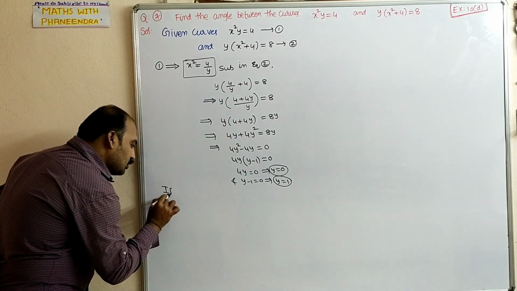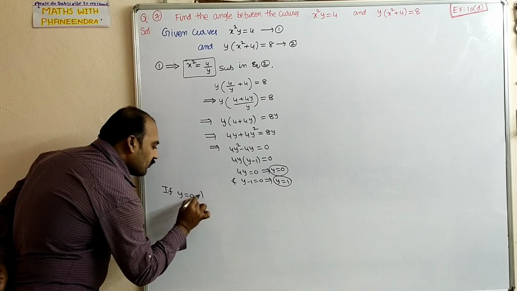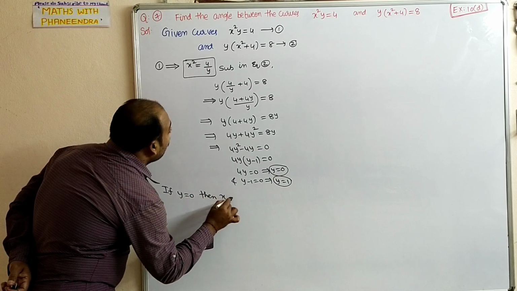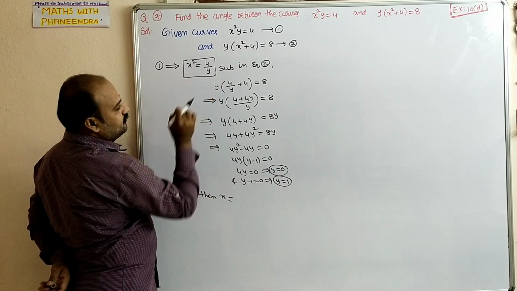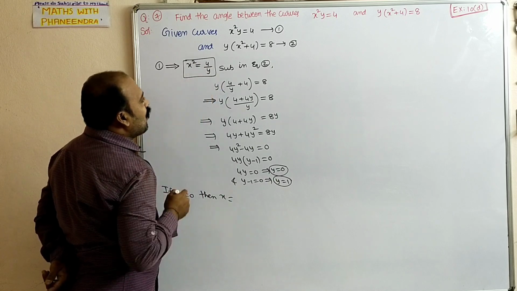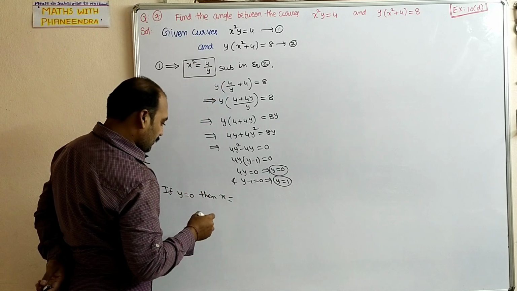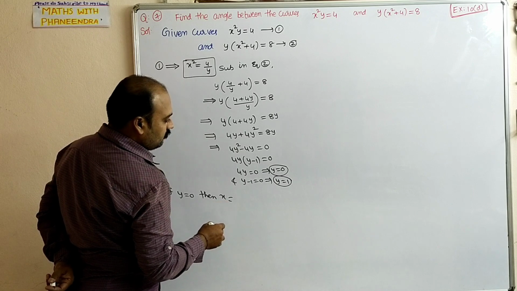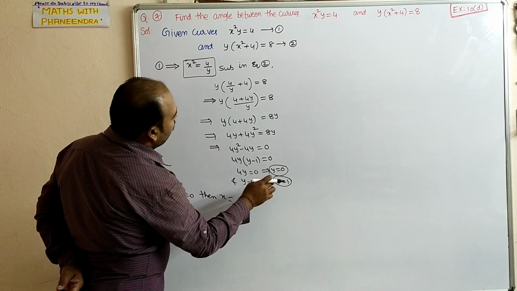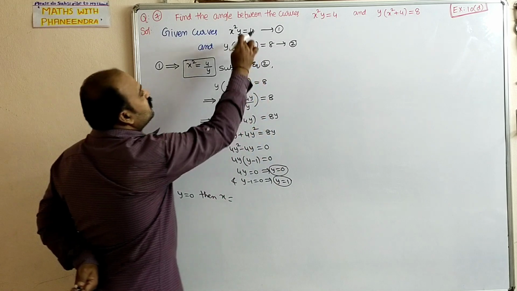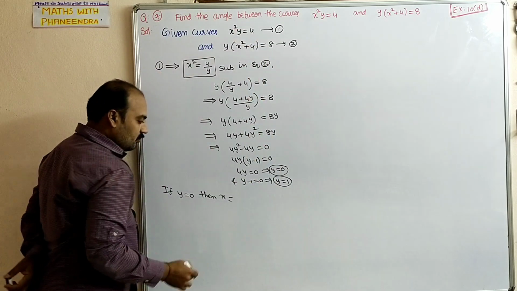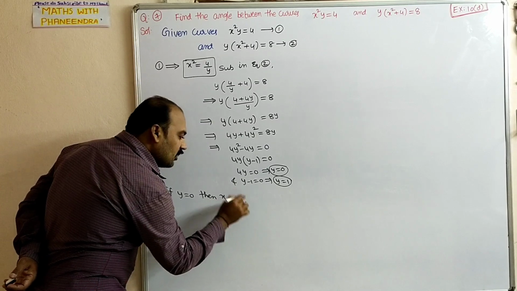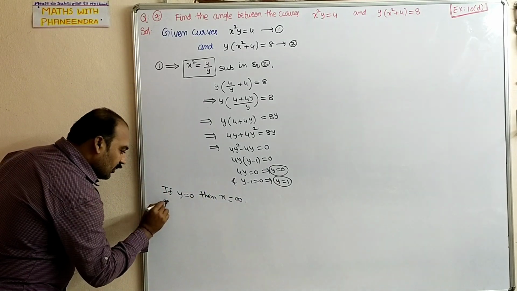If y is equal to 0, then x is equal to... y value is 0, means in this 4 by x square. So here we got the values of y now. If you substitute y equal to 0, there is no meaning, infinity value will come. So we cannot take this.